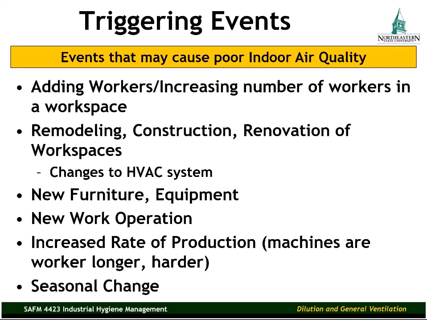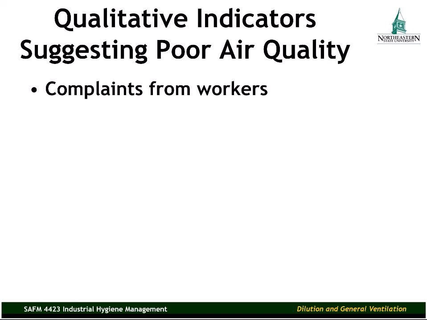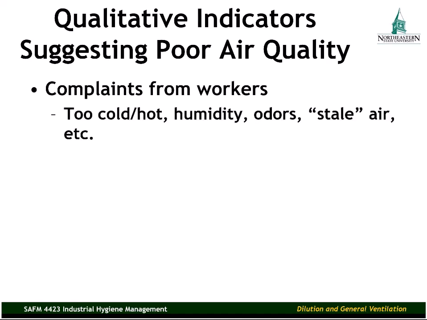Okay, these are some triggering events that could end up with some complaints from workers, some illnesses from workers. And I'm going to talk about this under the heading of some qualitative indicators that may suggest we have a poor air quality problem. One of these indicators, as a safety manager, pay attention to this, is that workers may come to you with complaints. They could be saying it's too cold, it's too humid, the air feels stale, I can't breathe, I developed a rash, something like that, or the odors are bad.